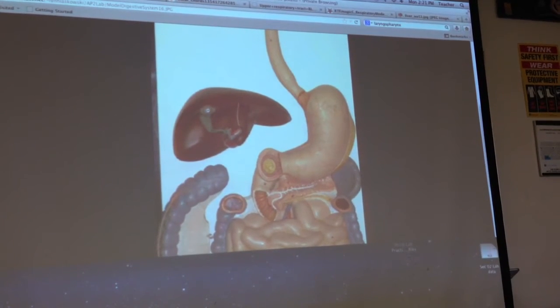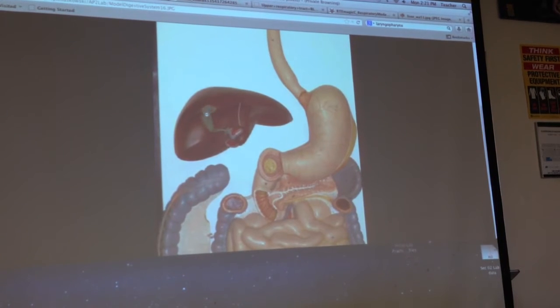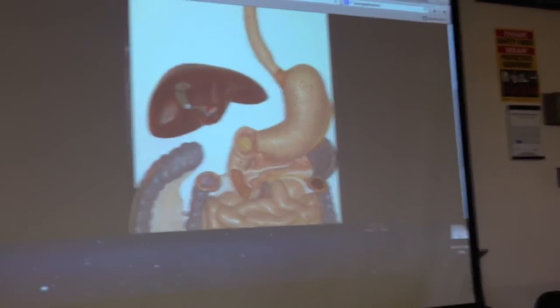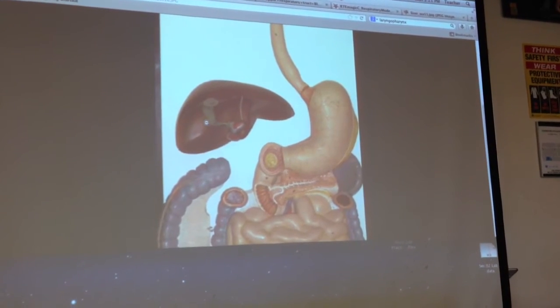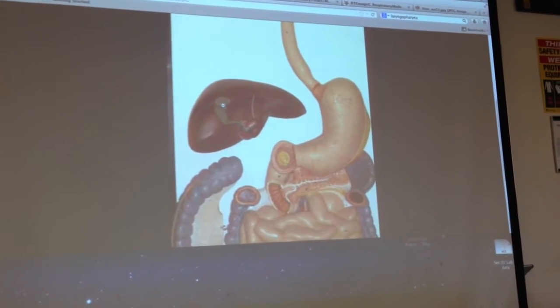Within the liver, you see this green organ right there. That's the gallbladder. The gallbladder is always associated with the liver because the entire function of the gallbladder is to store bile. Bile is produced by the liver, so they're obviously going to be associated with each other.